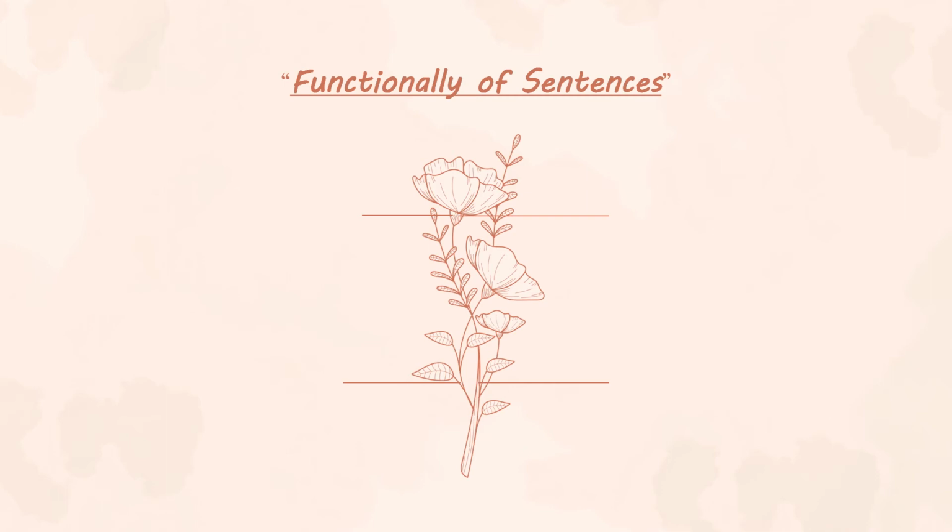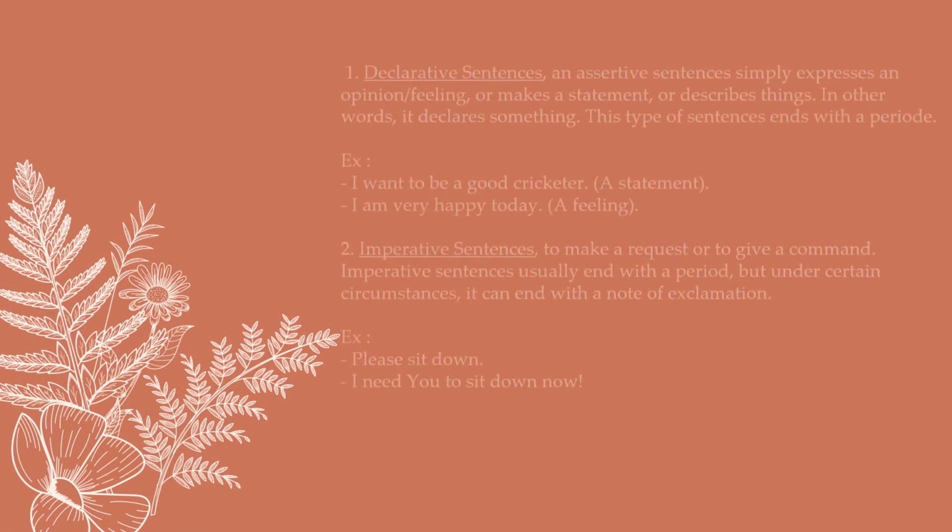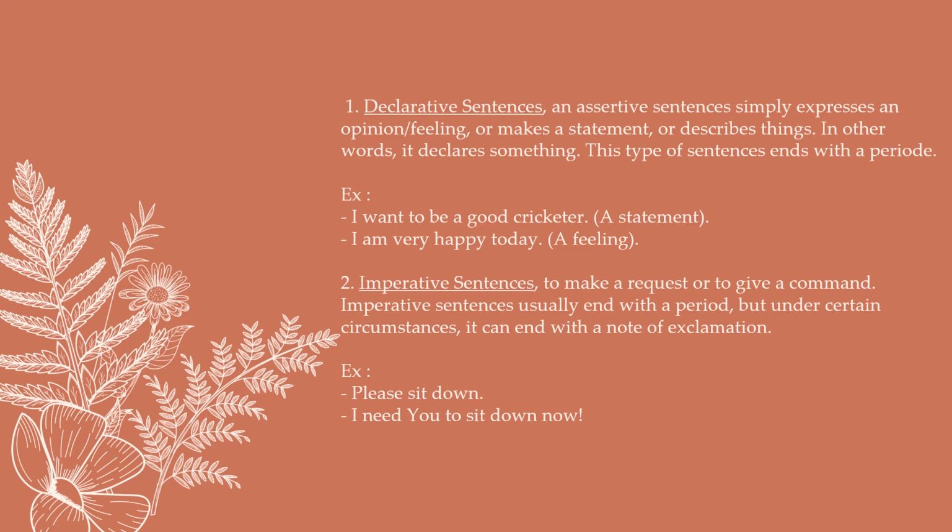Next, functionality of sentence. There are declarative sentence, imperative sentence, interrogative sentence, and exclamatory sentence. Declarative sentence. A declarative sentence simply expresses an opinion or feeling or makes a statement or describes things. In other words, it declares something. This type of sentence ends with a period. For example, I want to be a good character. That's a statement. And I'm very happy today. That's a feeling.